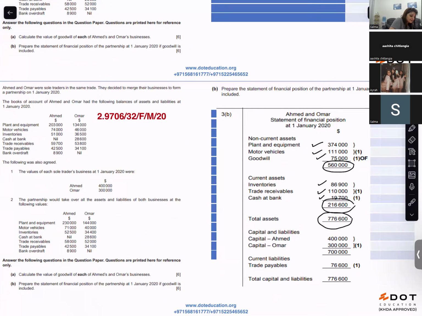For capital and liabilities, you will write capital of Ahmad and Umar. You write the business value as capital, because this is the amount at which they are purchasing or the amount that they have introduced. If you do not realize, you can find it as a balancing figure. But when you find the balancing figure, you will not have a breakup of Ahmad and Umar. Both are acceptable, but this is more appropriate.